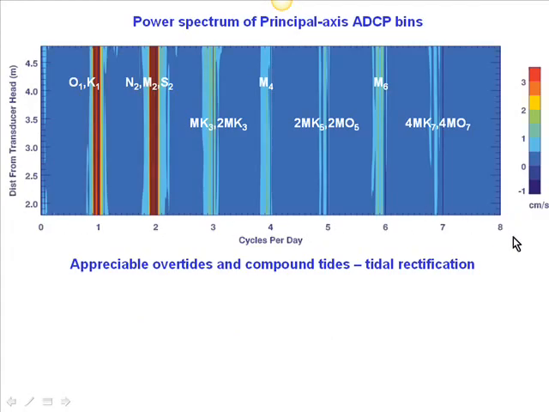frequency and depth. So what I did is I calculated the spectrum for each depth, each bin of the ADCP, and calculated here the contours of the spectral amplitude. So red means high spectral energy at that frequency and at that depth.